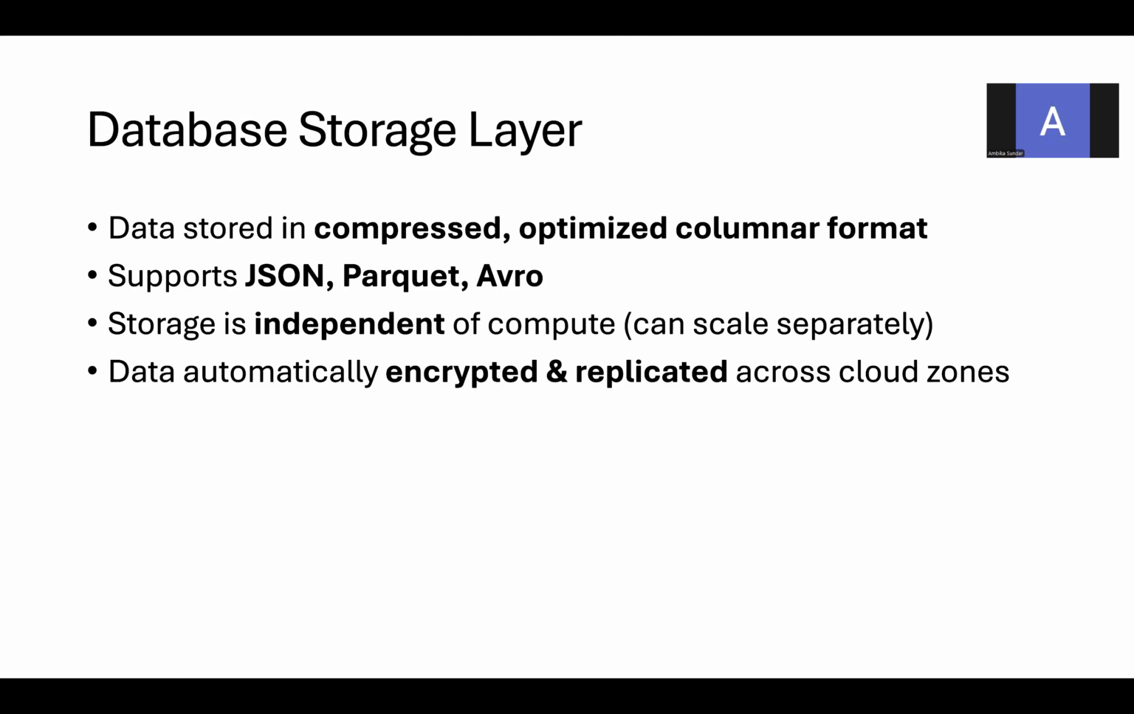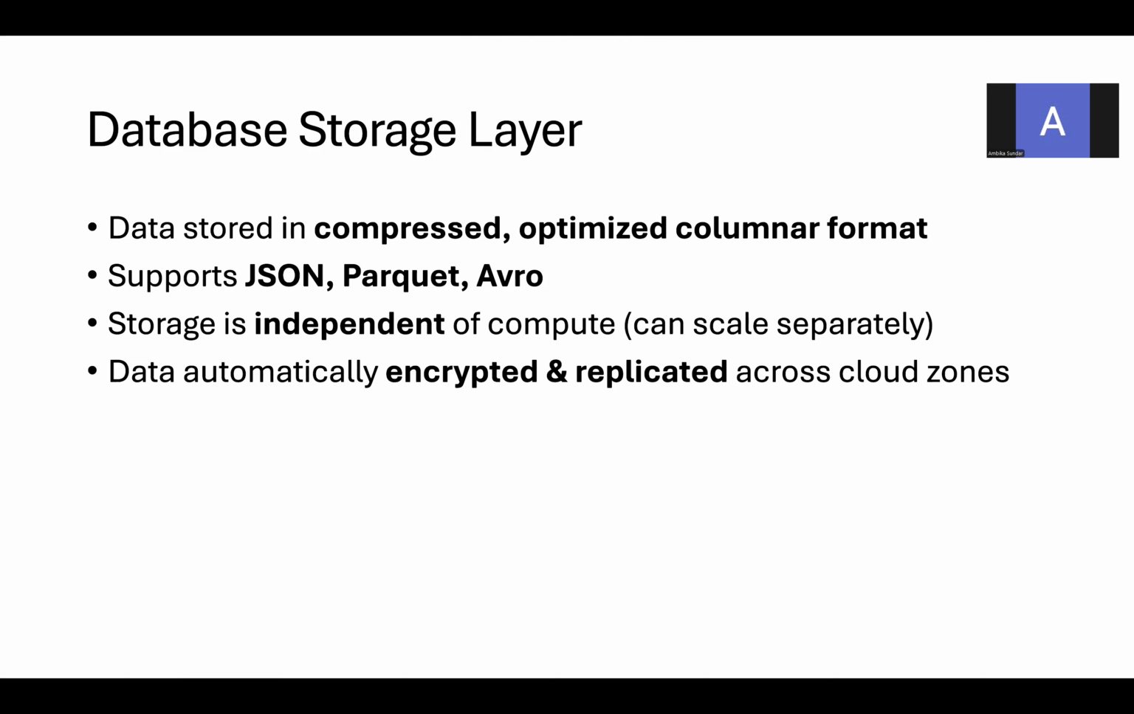What is the database storage layer? Data is stored in a compressed, optimized columnar format. So it follows the table rows and columns. Compressed means that whatever source records you receive, everything will be compressed and only then stored in the database storage layer.